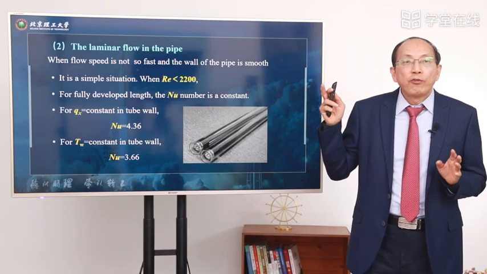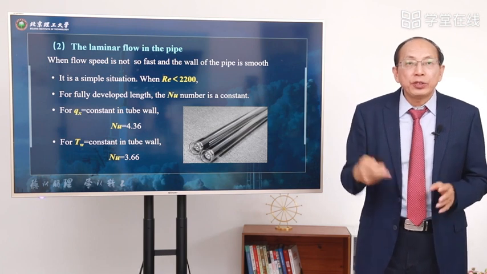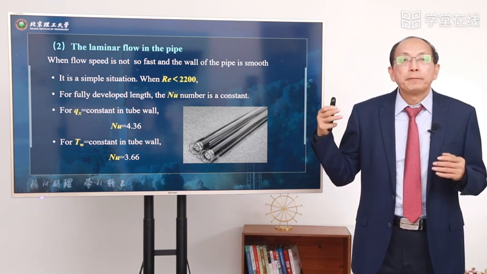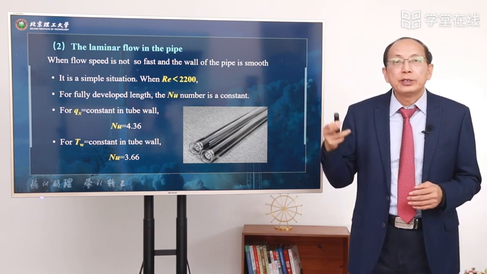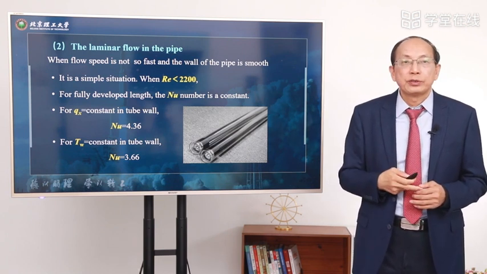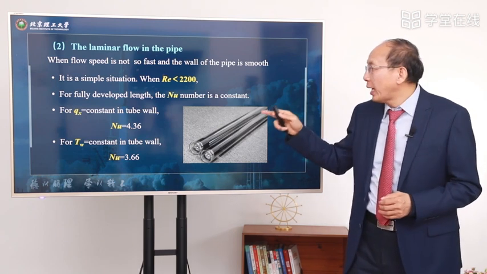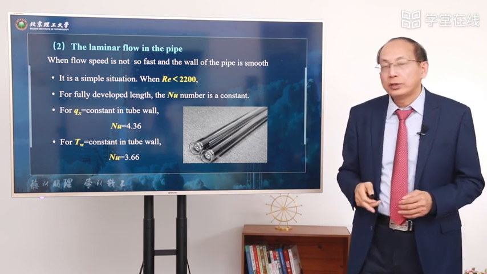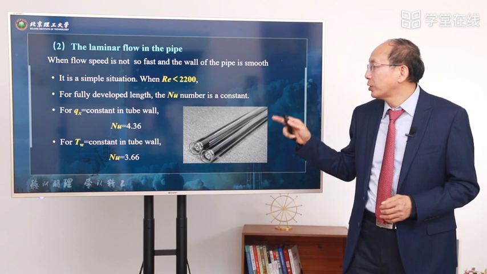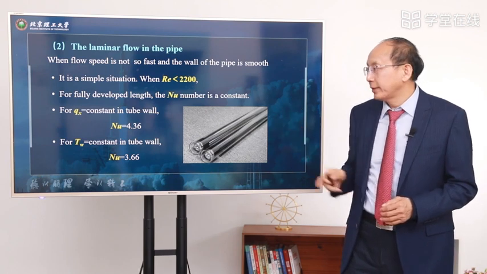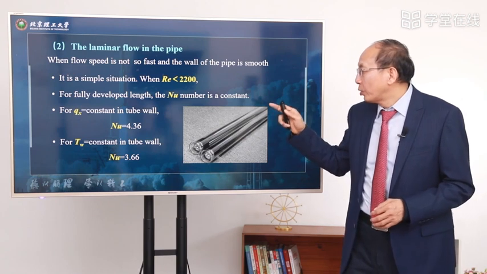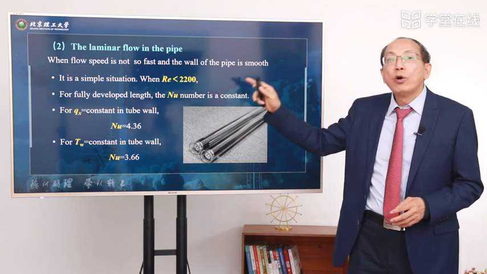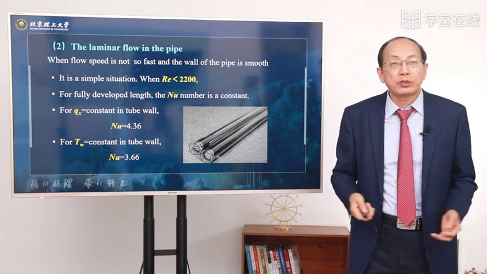So for laminar flow in the tube, the Nusselt number is always a constant. For Qx constant, Nusselt number is 4.36. For Tw constant, Nusselt number is 3.66. So this page is very special.